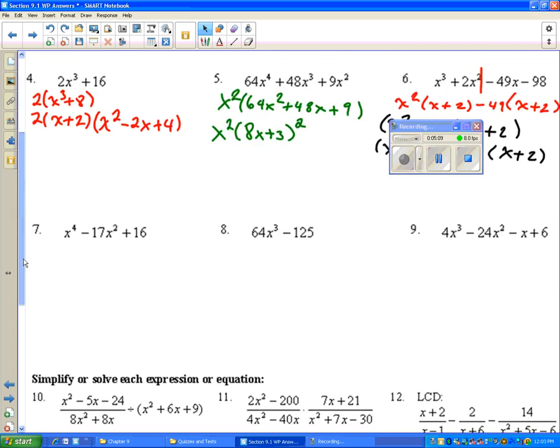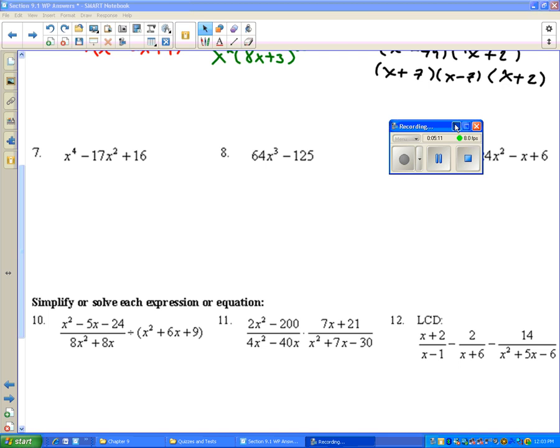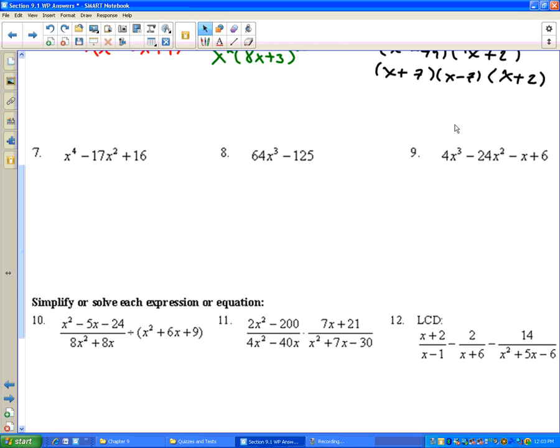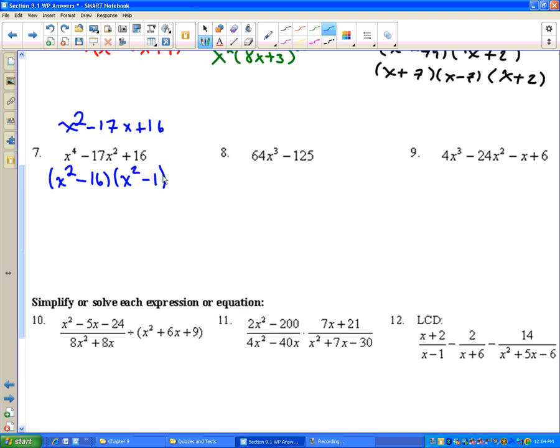So let's look at problem number 7. Number 7 is quadratic in form. It looks like x squared minus 17x plus 16. So I'm going to factor it pretending it looks like this. I'm just going to use this as an x to the fourth, and this is an x squared. So the question is, what multiplies to be 16 and adds to be negative 17? That's going to be x squared minus 16 and x squared minus 1. Those will multiply to be positive 16 and add to be negative 17.